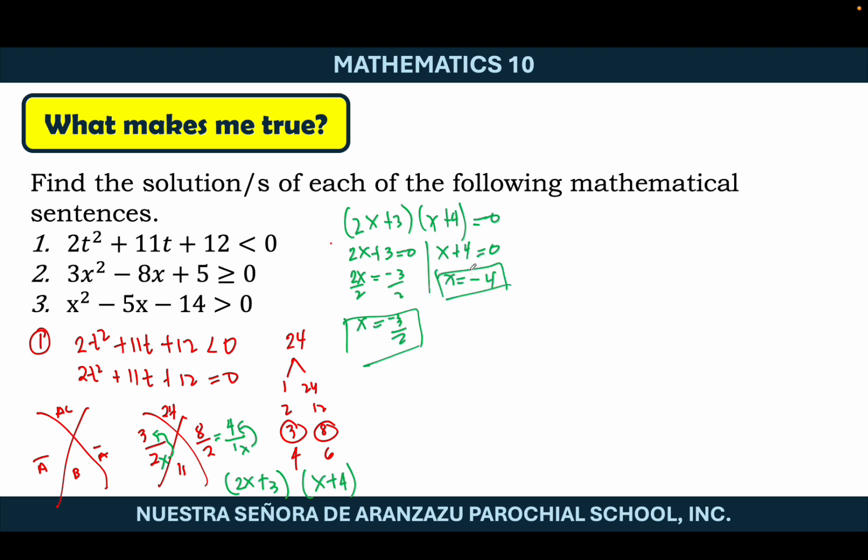But again, hindi pa ito yung final answer. You have to plot this on the, ang tawag dito, number line. So, we have, since pareho yung negative, so, we give emphasis on the negative values.